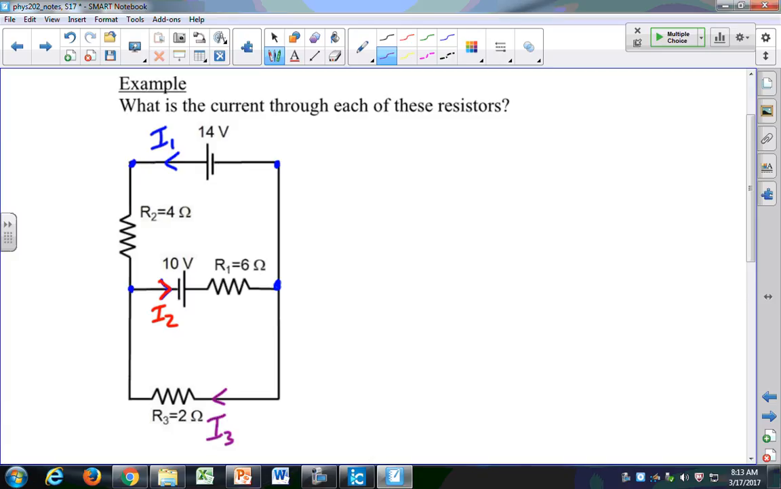Brennan? How can I tell where to start? Doesn't matter where you start. You can choose at any point. So, like, you can just start right here, or you can start right here, or you can start here. It doesn't matter. Doesn't matter the direction that you travel through the circuit.